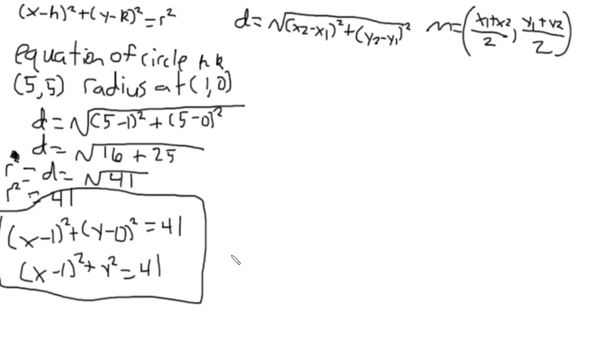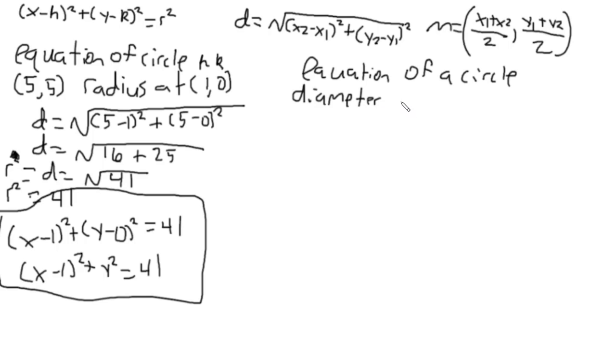But we could have other types of questions. So I could have: find the equation of a circle whose diameter's endpoints pass through, let's do (2, 2) and (6, 6). So then now I want to find the equation of this circle.